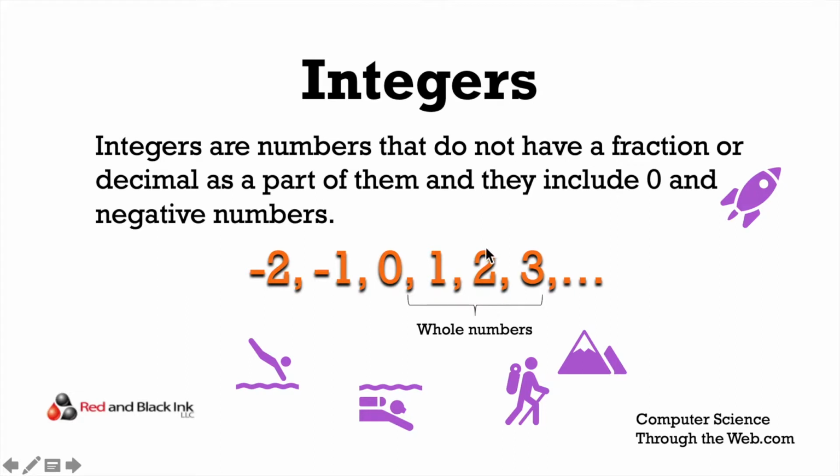Well, whole numbers are a subset or a subcategory of integers. So integers as well, they are numbers that do not have a fraction, but they do include 0. And as I mentioned, whole numbers are a subset of integers, but integers also have negative numbers as a part of them.